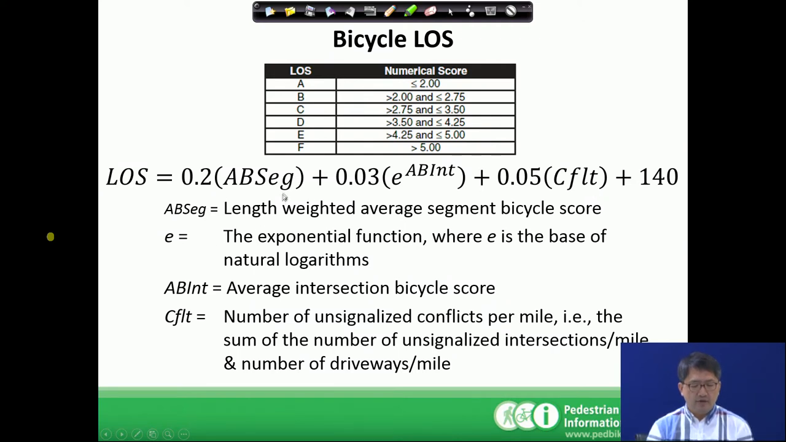So in a nutshell, you have a magnitude based on the length-weighted average segment bicycle score. Now the new HCM changed to travel-time weighted. Length is without considering the impact of a speed slowdown. If you actually use travel time, that considers the length of the segment and also the congestion or interaction with other objects. Could it be different bicycles? Could it be different cars going in and out and affecting it? But anyhow, you have a measure that's fairly big, 0.2 times this measure. And also the intersection bicycle score, I'll explain that, 0.03, and then conflicts per mile at 0.05, and then you have this 140 adding up.